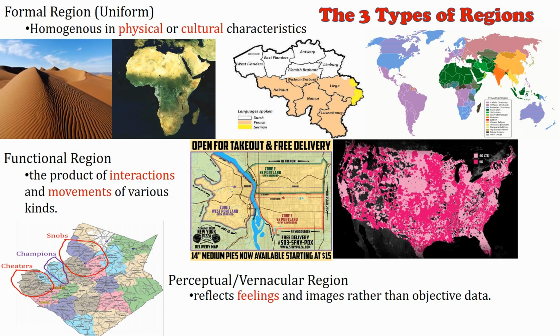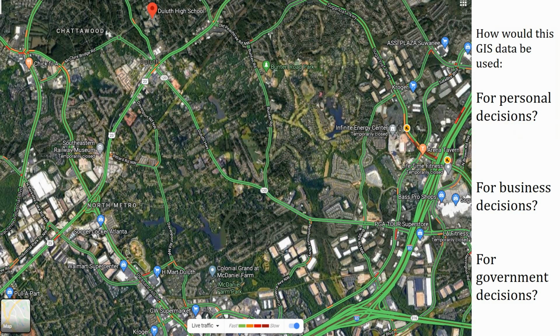So remember, a region has unifying characteristics, whether it's cultural, it's physical, it's some interaction, or it's based on perceived feelings of an area. Three types of regions. Last, sometimes they'll ask you to interpret a map and use the data from a personal, a business, or a governmental standpoint. So here's a map of Duluth, Georgia, great with traffic. Everyone loves that. How would a person use this data? How would a business? How would a government?